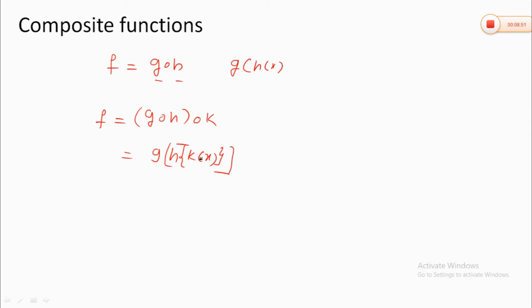k(x) is inside g, inside h of k is inside g. Therefore it is a composition of three functions, and this one is a composition of two functions, g and h, and this here is g and h and k. There are three functions. So I will explain with a simple concept here.